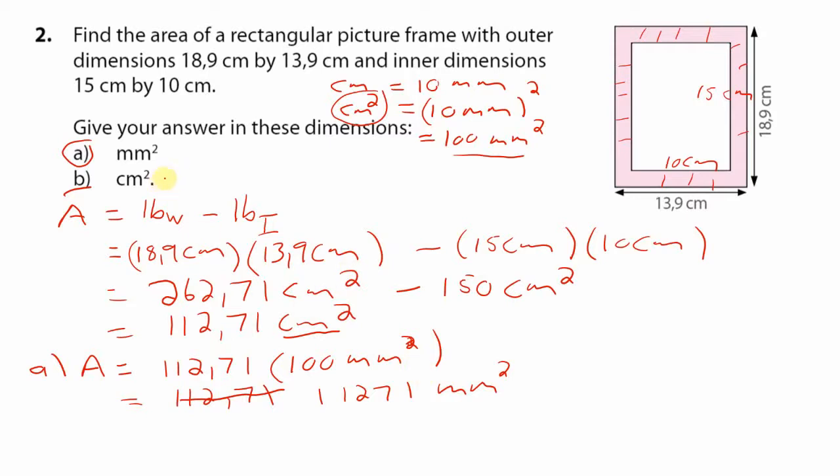If you had first calculated the answer in millimeters, the other approach would have been to say, okay, what is 15 centimeters? Well, it's the same as 150 millimeters. What is 10 centimeters? It's 100 millimeters. What is 18,9 centimeters? It's 189 millimeters. What is 13,9 centimeters? It's 139 millimeters. So then you would have used those values to calculate the answer in millimeters squared.